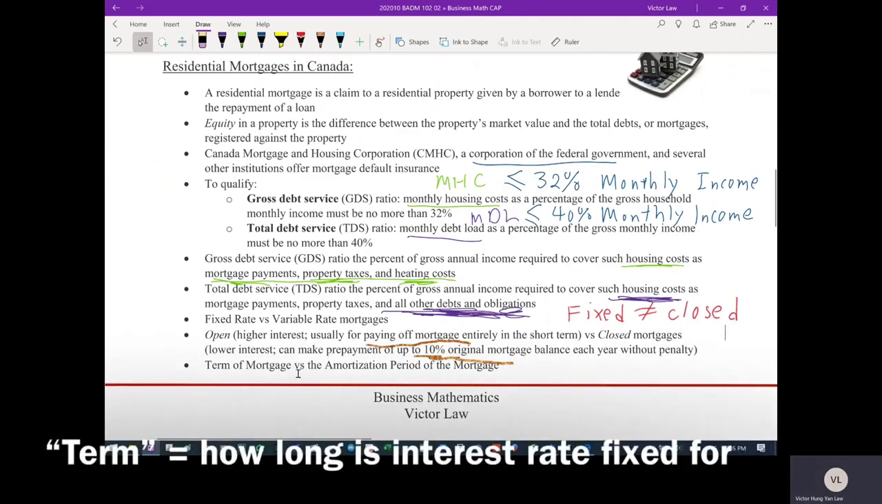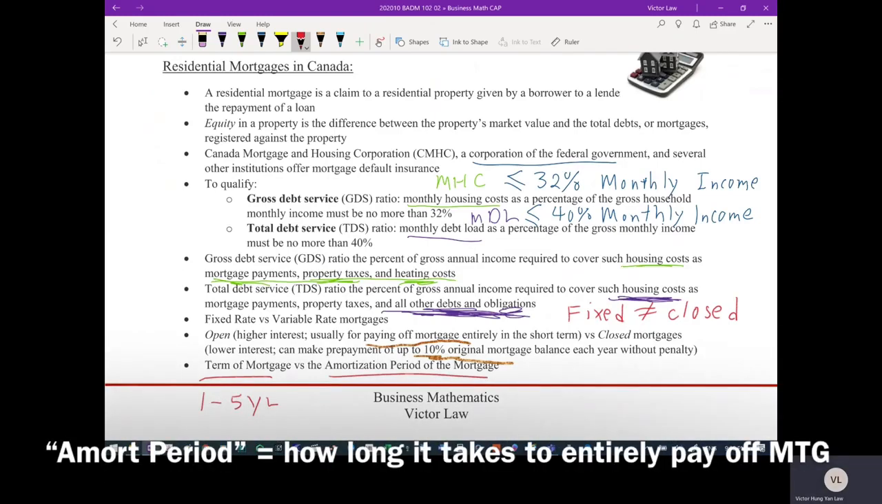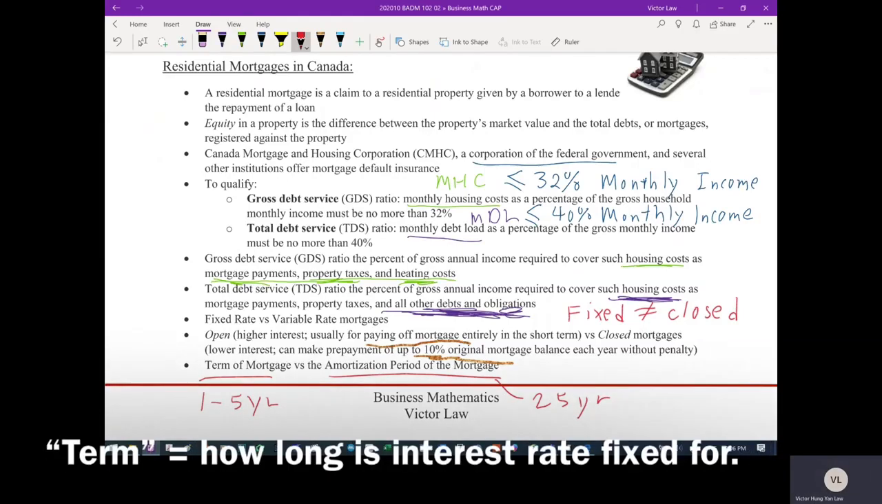When we're looking at the term of the mortgage, we're just looking at how long we're locking in the interest rate for. So how long we're fixing the interest rate for. That's what the term of the mortgage is. Terms of the mortgage are usually shorter, 1 to 5 years, while the amortization period of the mortgage is usually 25 years. So 25 years for you to pay off the mortgage, and you're locking in the interest rate usually for 1 to 5 years. That's what the term of the mortgage means.